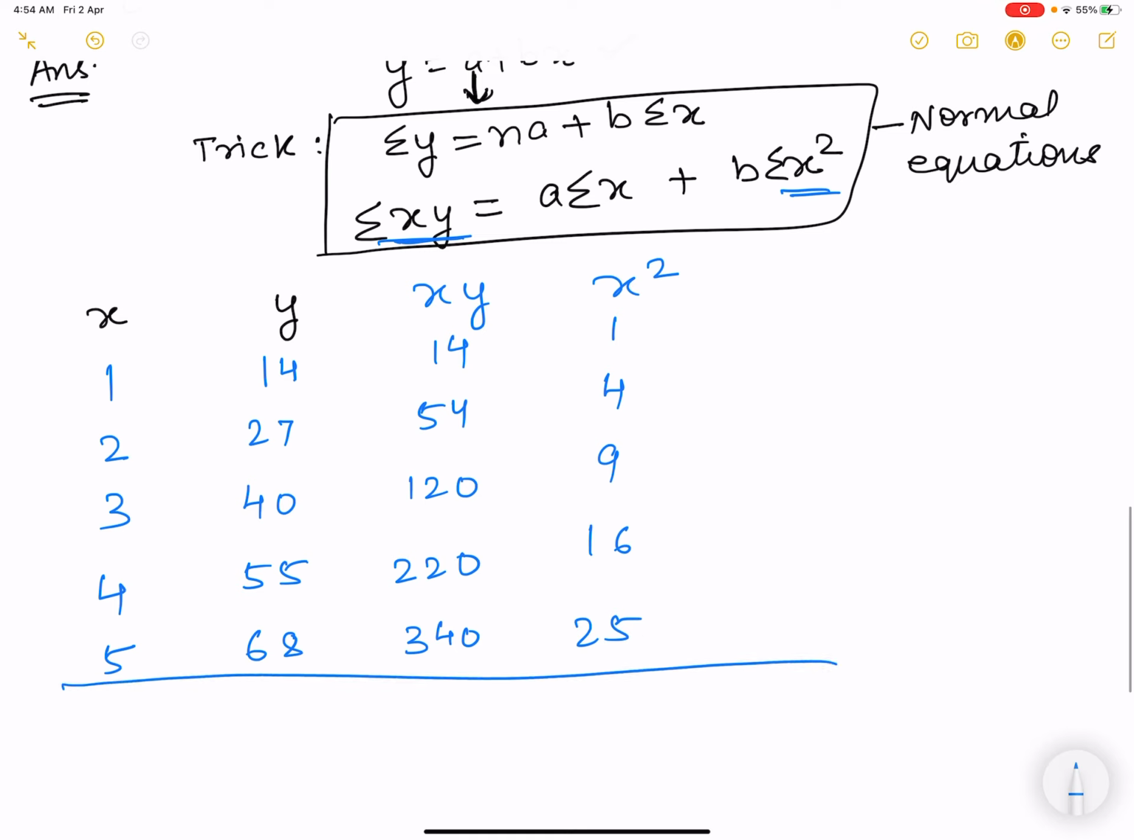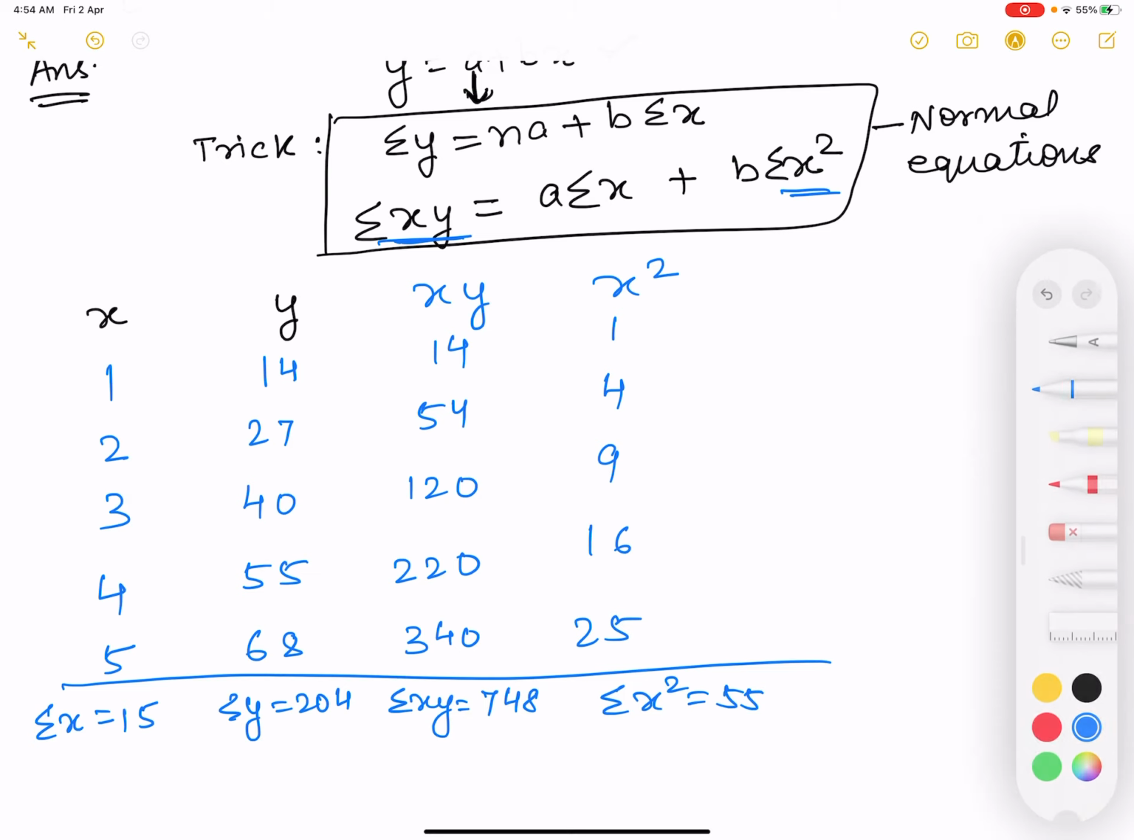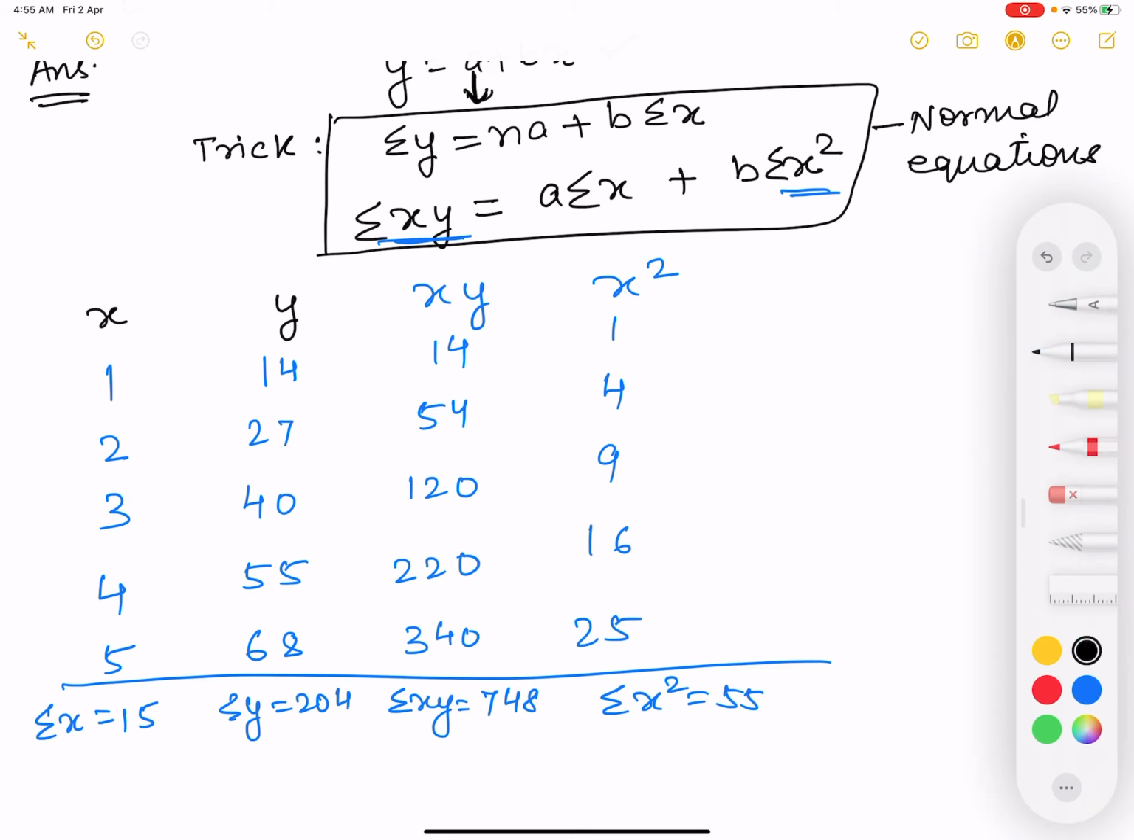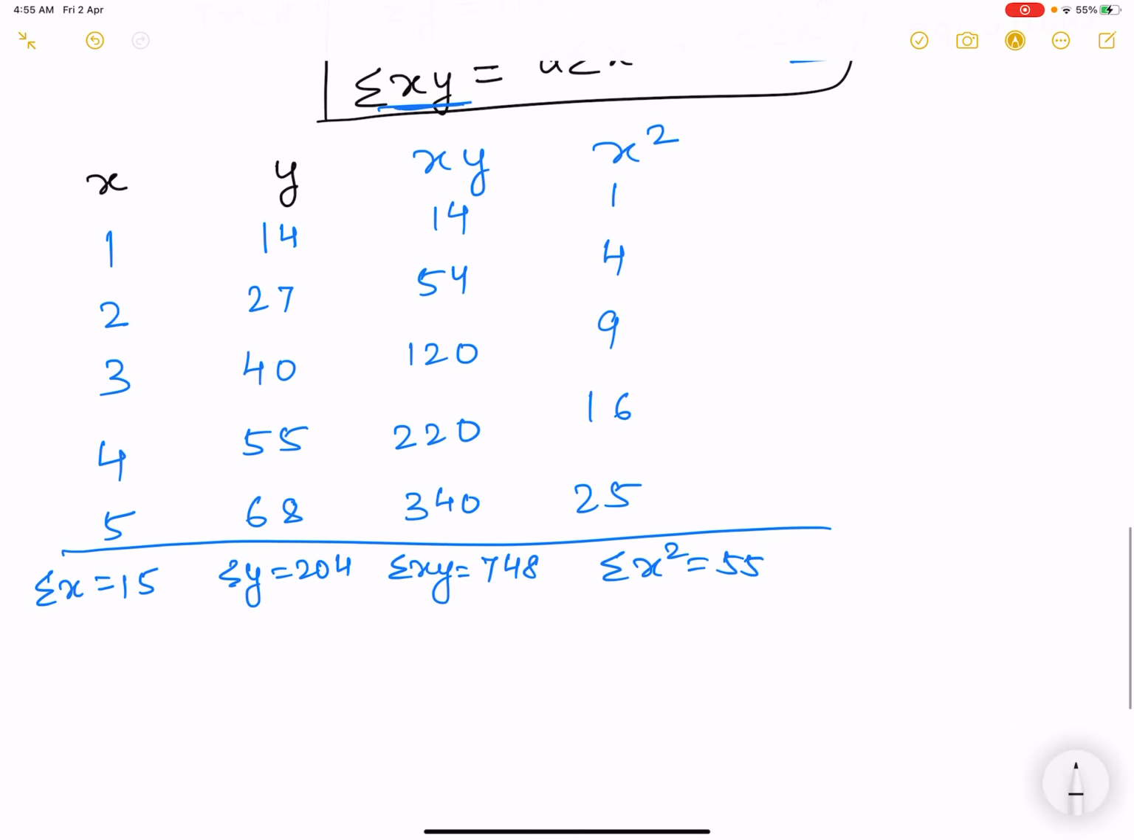Find the sigma value, sum it up, and when we sum it up, we'll get sigma x is equal to 15, sigma y is equal to 204, sigma xy is equal to 748, and sigma x square is equal to 55. Now we'll put all these values in our normal equation.